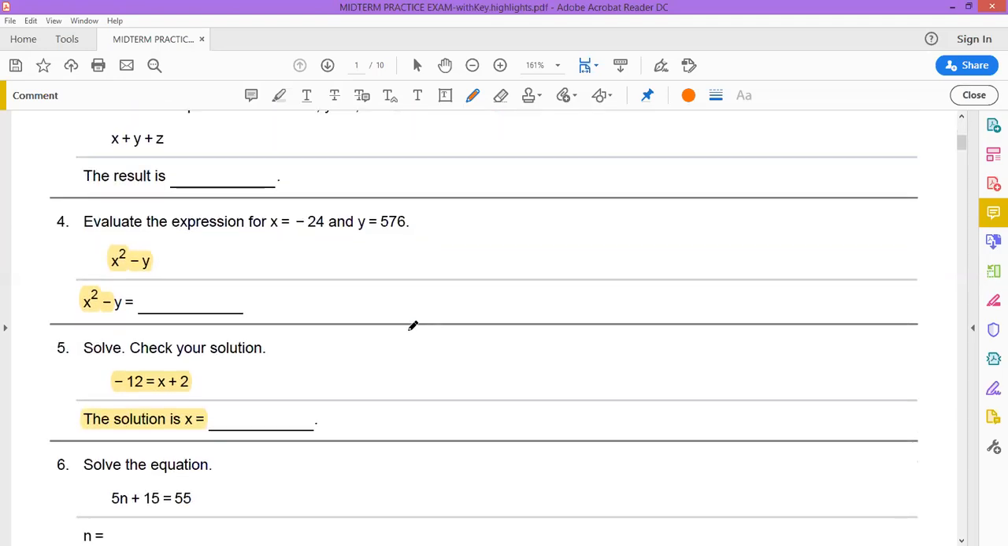Now look at number 4. You're evaluating this expression when x is negative 24 and y is 576. So everywhere you see the letter x, you're going to replace negative 24. And everywhere you see the letter y, you're going to replace 576. So let's do that work.